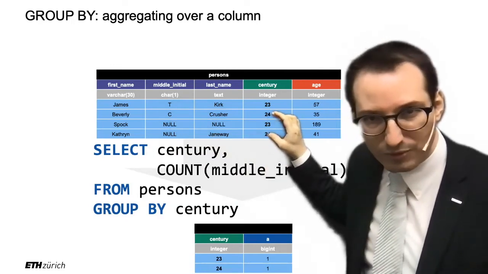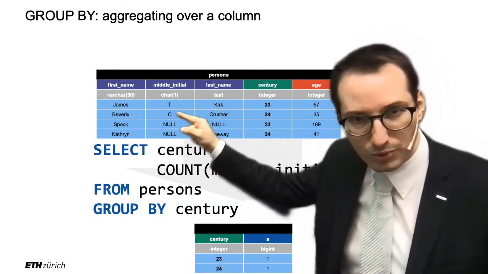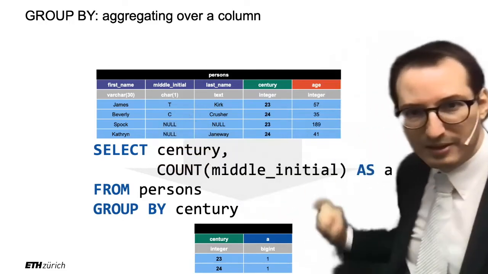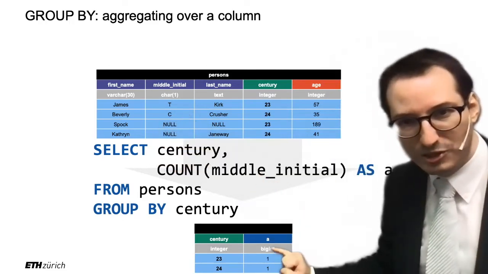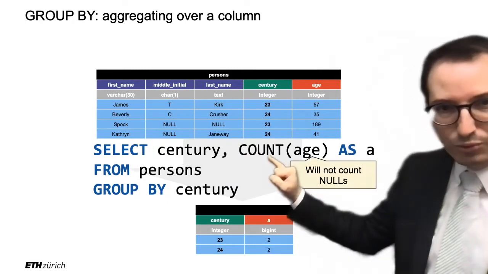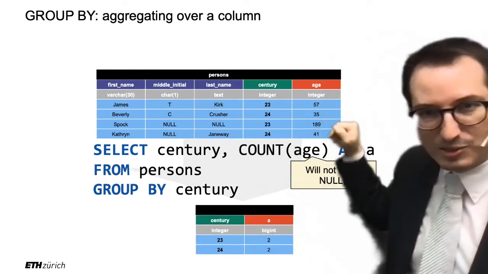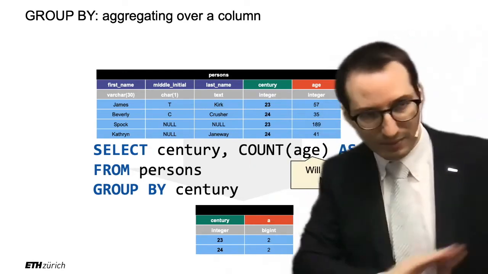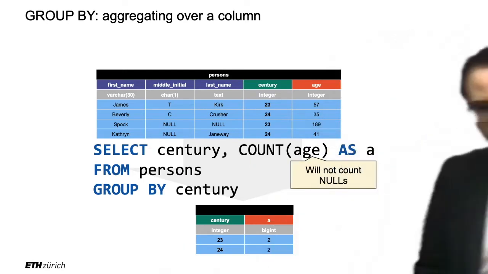And if you count on 24, it's these two. So you count C and null, but null again is excluded. So you just get C. This is why if you do count on middle initial, you get 1 and 1. And if you do count on age, you get 2 and 2 because there are no nulls in there, right? And if you do count star, then it doesn't care about the nulls. It just counts all the records.